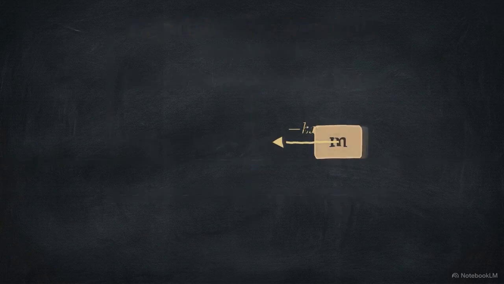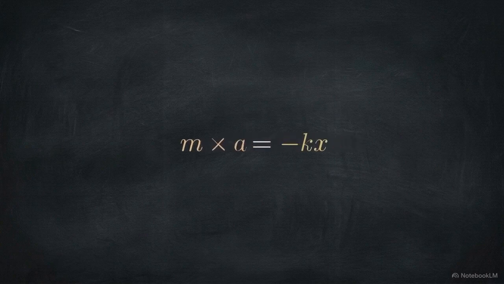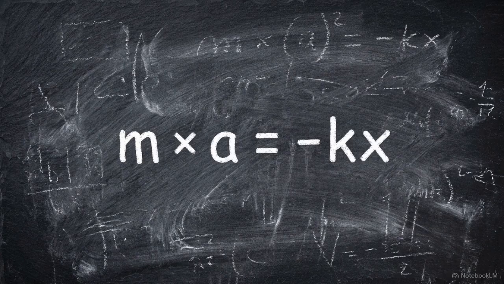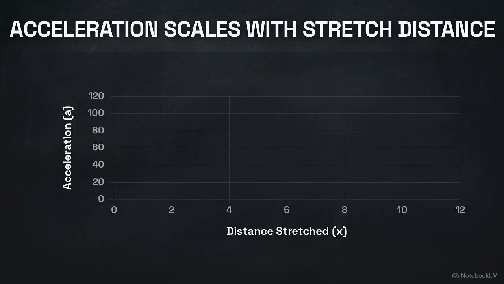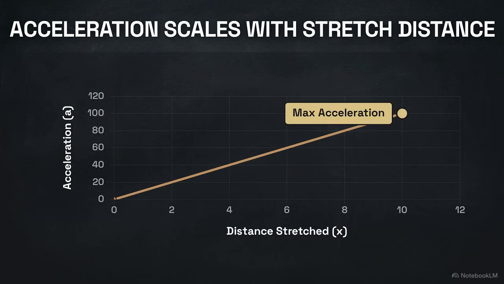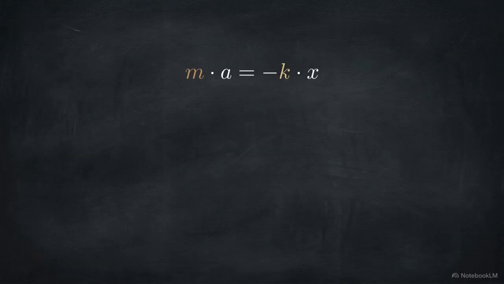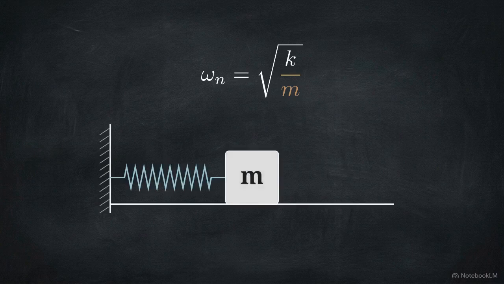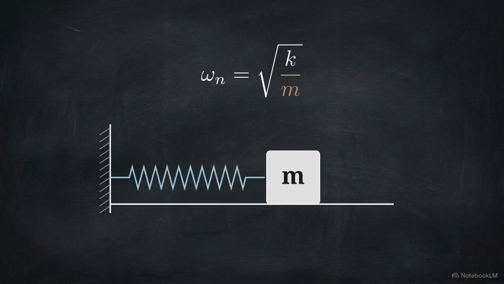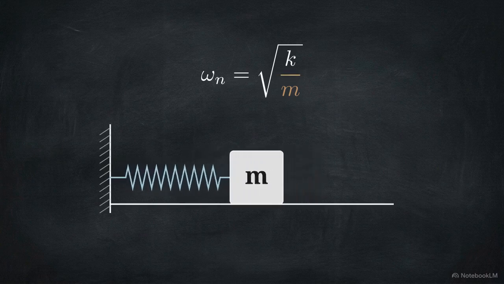Step 4, we apply Newton's second law. We state that the mass of our block, multiplied by its acceleration, is exactly equal to the force the spring is exerting. This gives us our complete equation of motion. It proves that the block's acceleration is constantly changing, depending on how far the spring is stretched from its resting point. By rearranging that equation, we can find the system's natural frequency. This tells us the specific speed at which our block inherently wants to bounce.